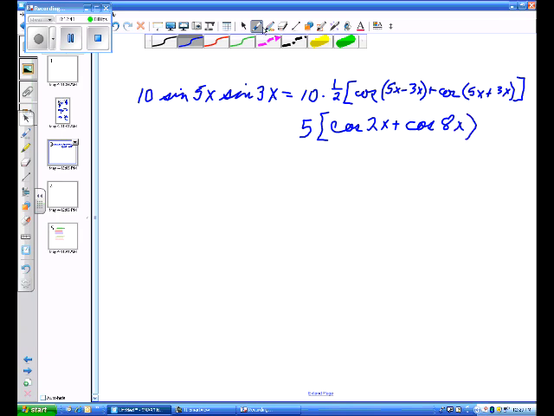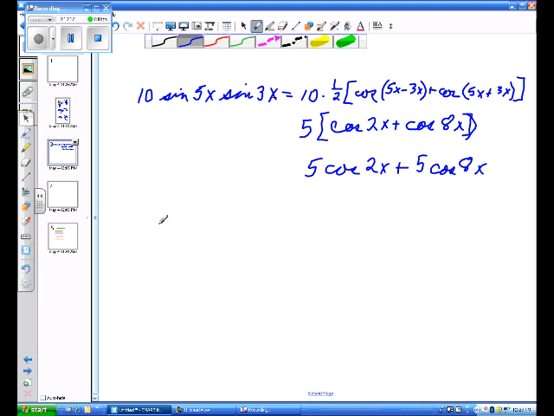And then if we wanted to distribute the 5, we can to each term, so we would have 5 cosine 2x plus 5 cosine 8x. And so we've taken a product and we've rewritten it as a sum. And it might be that we need to do that to simplify some problems. Let's look at another one where we go from a product to a sum.